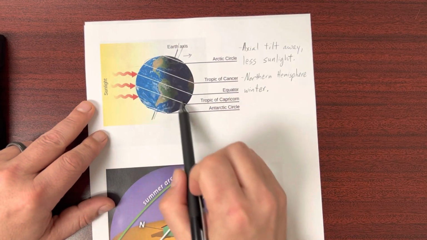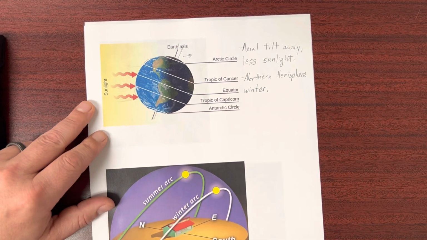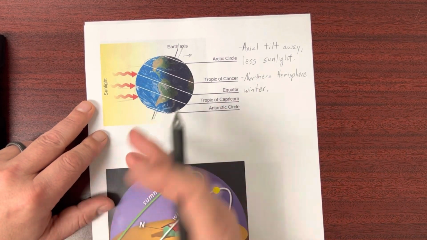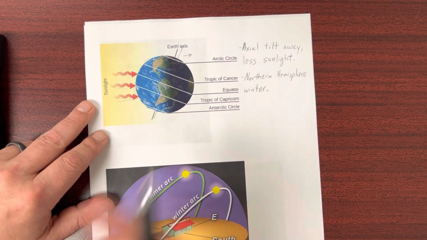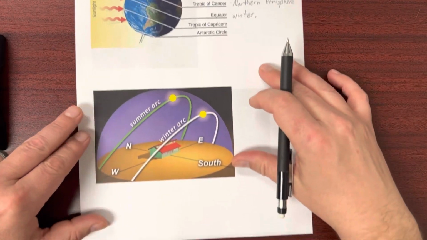Remember, the southern hemisphere is always opposite. So now it's getting more sunlight, it's going to have its summer. Australia is a good example. They have summers when we have winters and winters when we have summers.